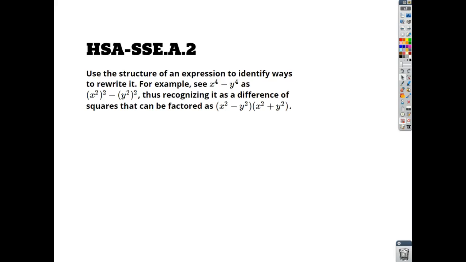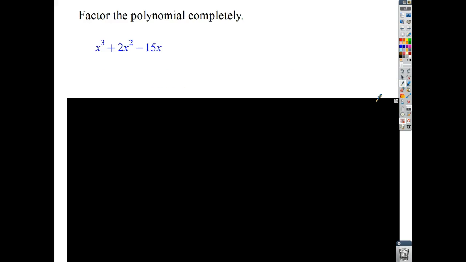Let's take a look at another standard. This is A.SSE.2. So we're going to use the structure of an expression to identify ways to rewrite it. Essentially, we're going to factor these things completely, okay? So let's go ahead and take a look at one here. We've got to factor a polynomial here, okay?